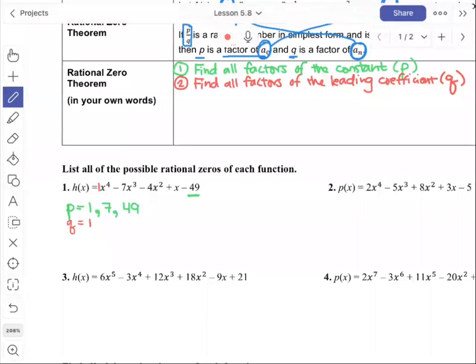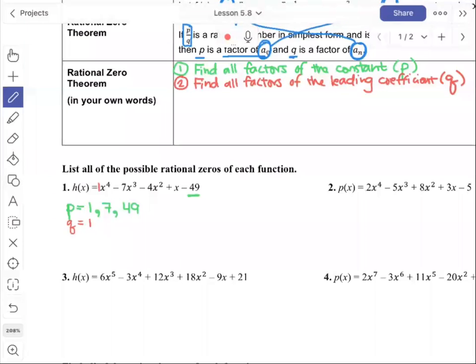Let me take a quick pause. Any questions about finding the factors of the constant and the leading coefficient? While I take a sip of my milk tea. Everyone's good still? Okay.